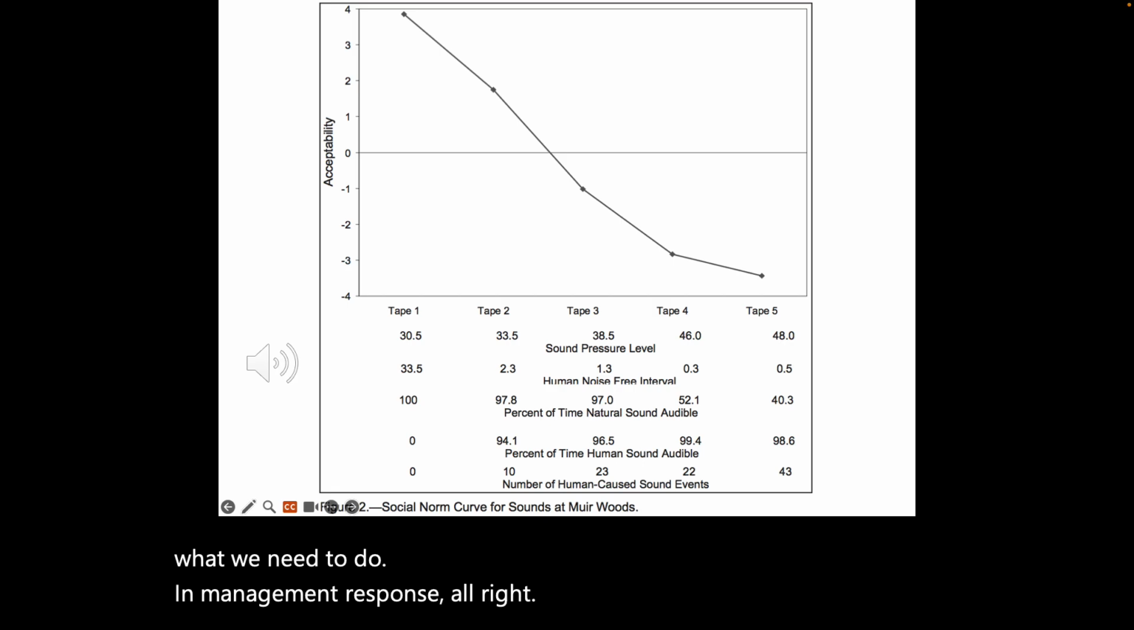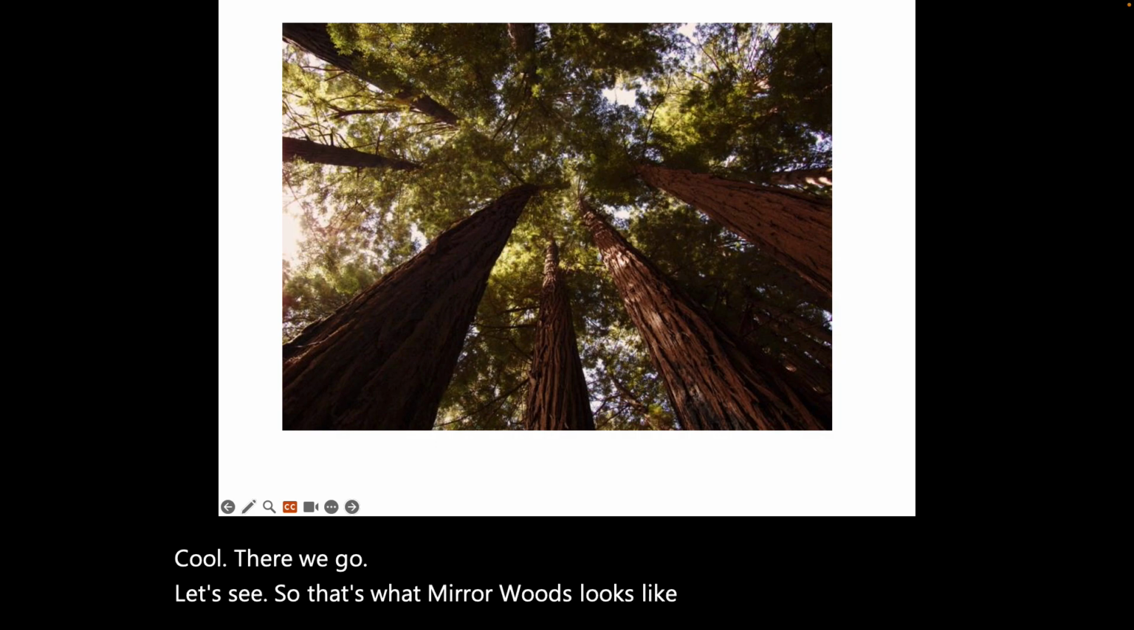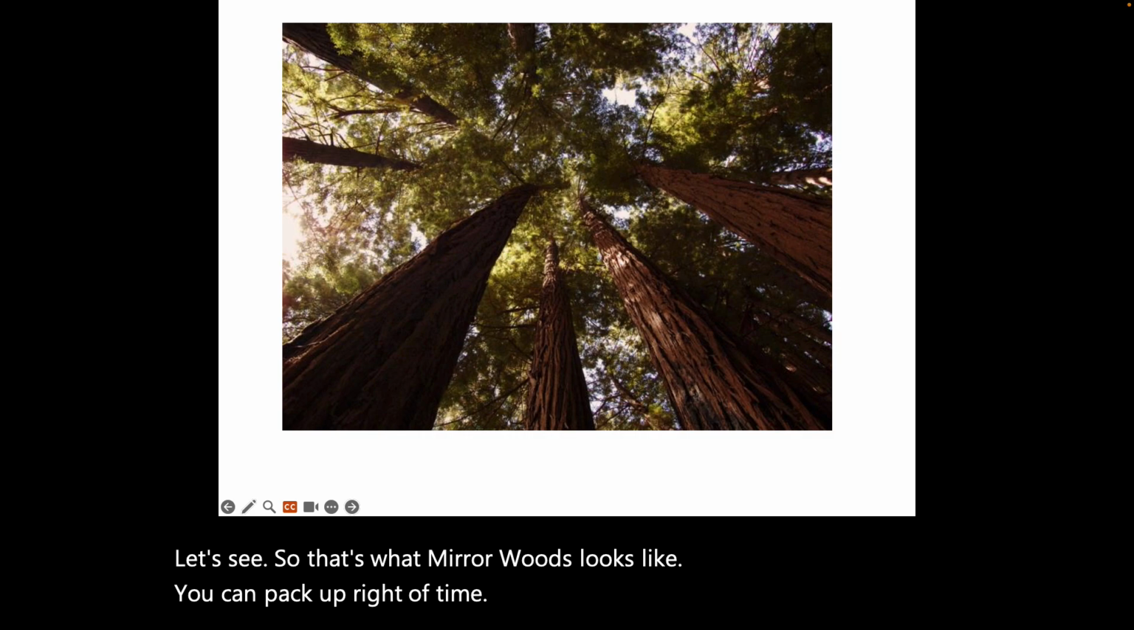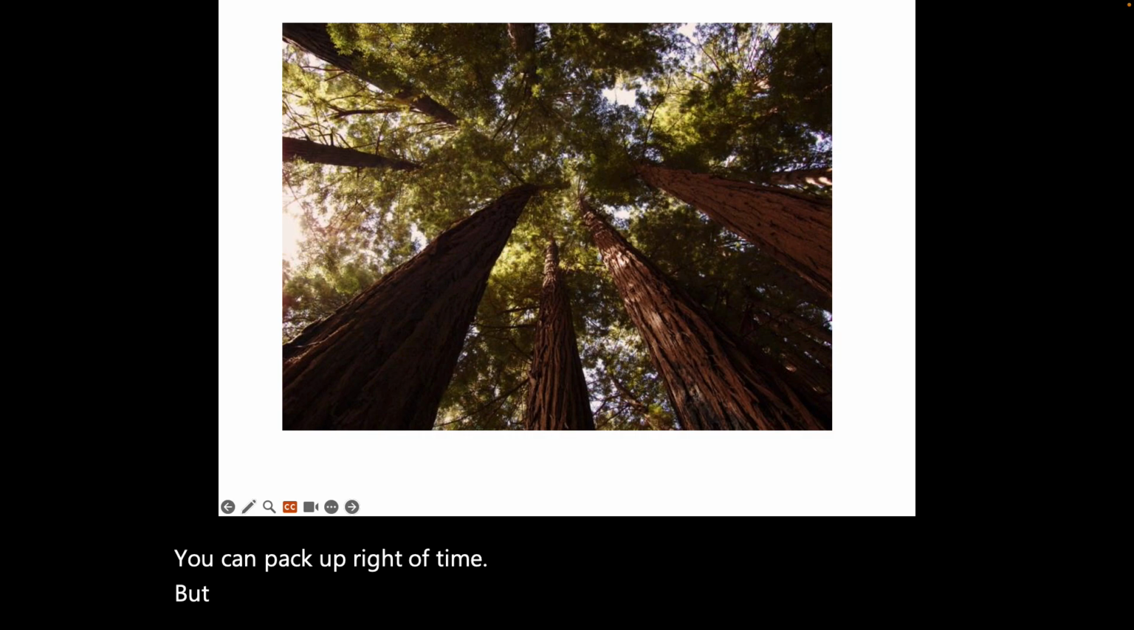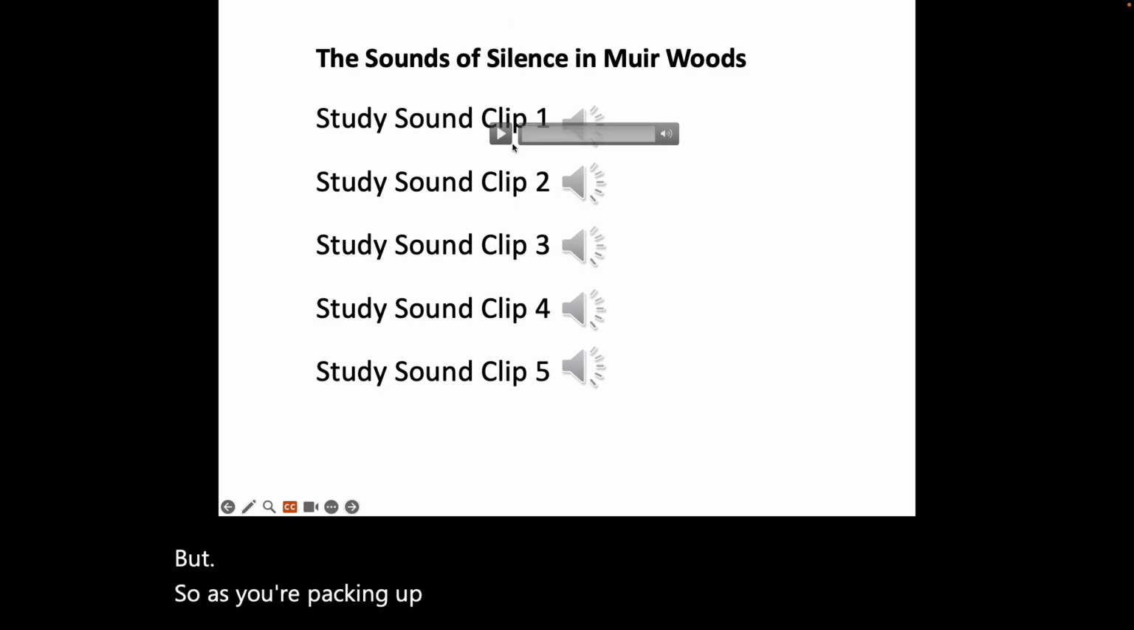Cool. There we go. Let's see. So that's what Muir Woods looks like. You can pack up. We're out of time. But, yeah. So as you're packing up, I'll play these sound clips.